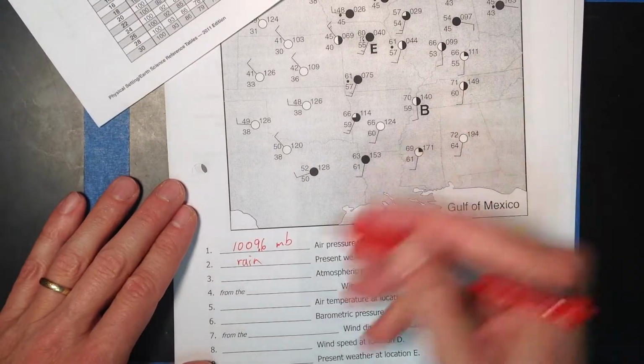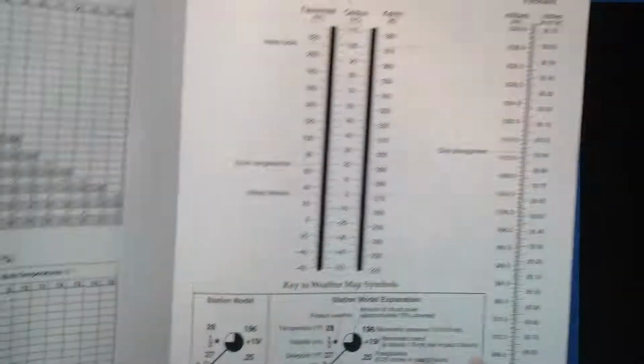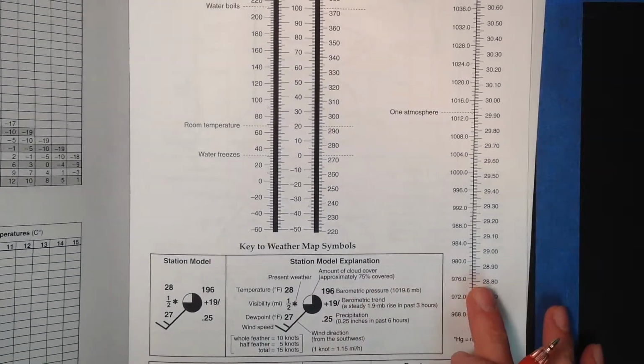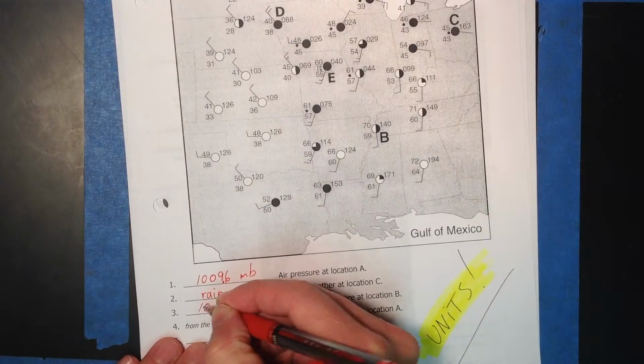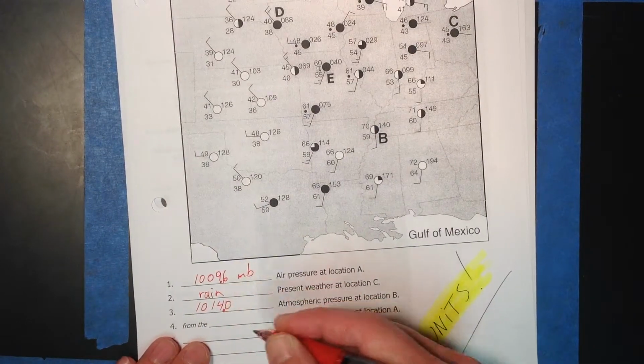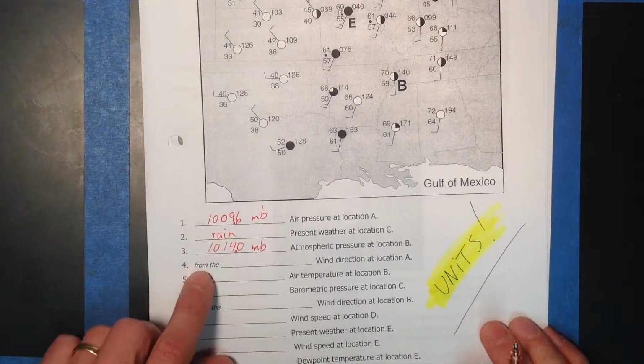Atmospheric pressure at location B. So B is here. Let's write that down first. 140. And then go back to the reference table. Realize here it is below 500. You add a 10. Use that as a rule. Add a 10. A decimal between the last two. And that is millibars. Okay, we're on a roll.